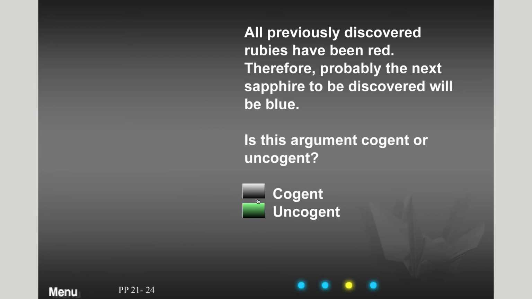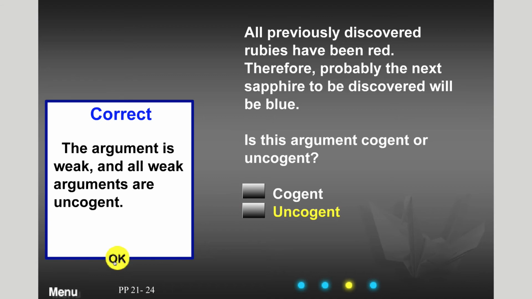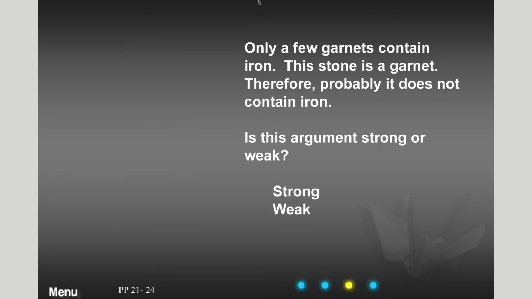We don't even have to ask whether all previously discovered rubies have been red, because it was weak, it's going to be uncogent, okay? All weak inductive arguments are uncogent. Only a few garnets contain iron. This stone is a garnet, therefore probably does not contain iron.